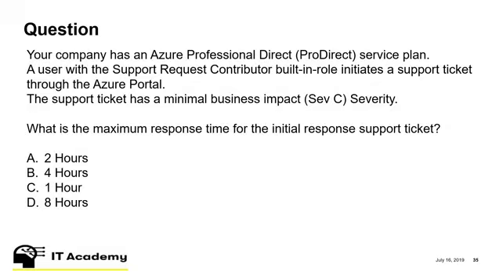Your company has an Azure Professional Direct or ProDirect service plan. A user with the support request contributor built-in role initiates a support ticket through the Azure portal. The support ticket has a minimal business impact of severity C. What's the maximum response time for the initial response to the support ticket? Is it 2 hours, 4 hours, 1 hour, or 8 hours?